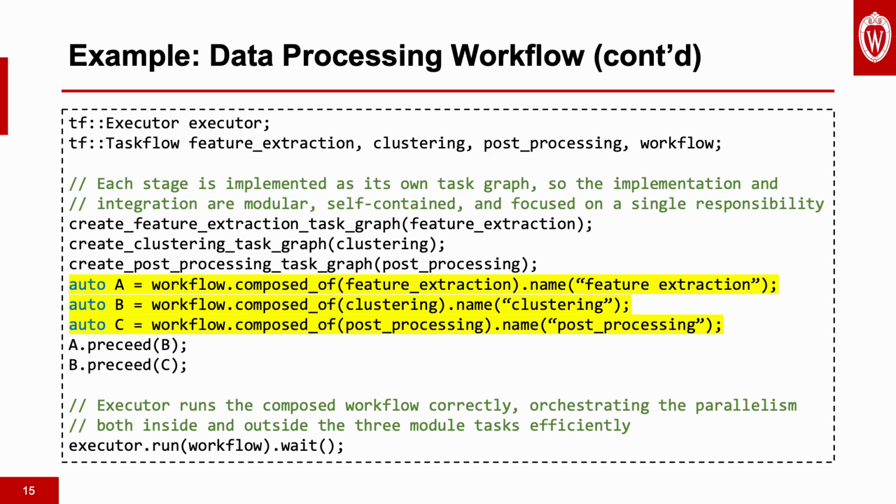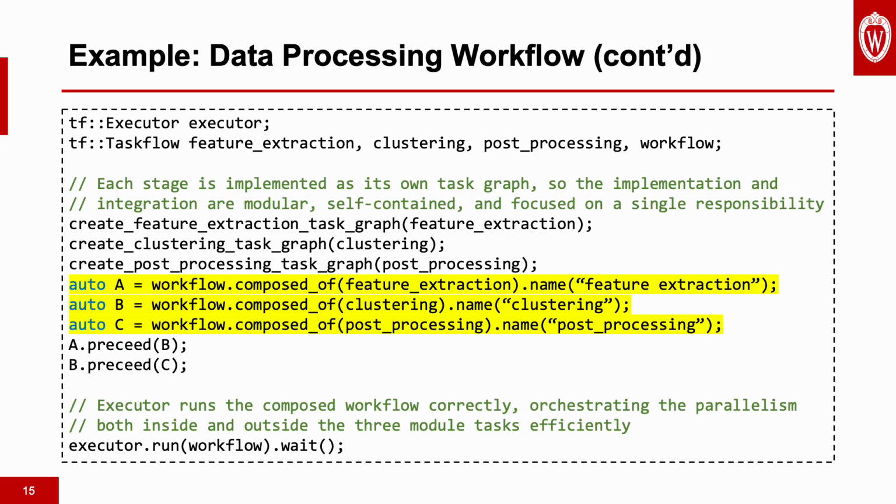This slide shows an example code that implements the data processing workflow. We have three task flows that implement the three stages of the data processing workflow: feature extraction, clustering, and post-processing, and one top-level task flow to encapsulate the three task flows in a single graph called workflow.